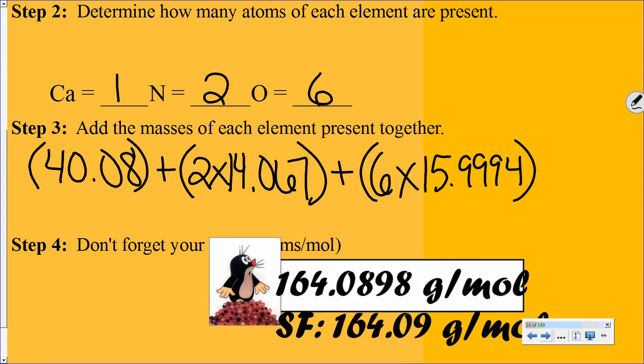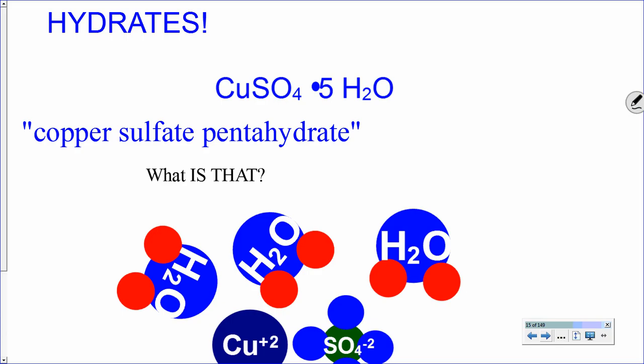So with proper sig figs, we get 164.09 in the unit of gram per mole. Now, hydrate's a little bit strange. We do deal with these from time to time. You've actually looked at this in lab before. This was that blue stuff that you heated up, it lost its color. You add water to it and it gains its color back again.